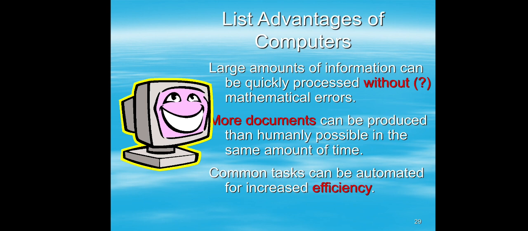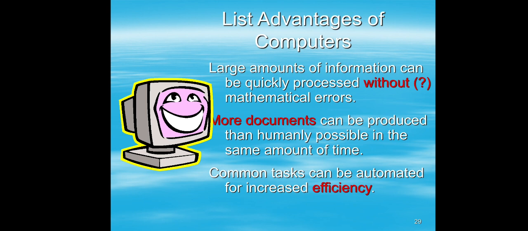First, large amount of information can be quickly processed without mathematical errors. That is the advantage of computer. You can enter many data and the computer can process the data very quickly without mathematical error, compared to doing it manually. If you do it manually, it takes time, and you have to calculate using your calculator or something, so it is a slow process, but computer is very fast.